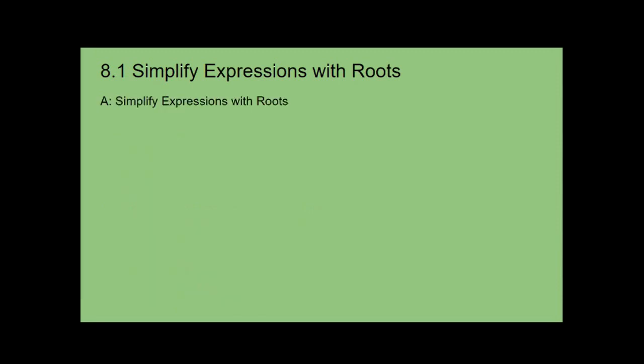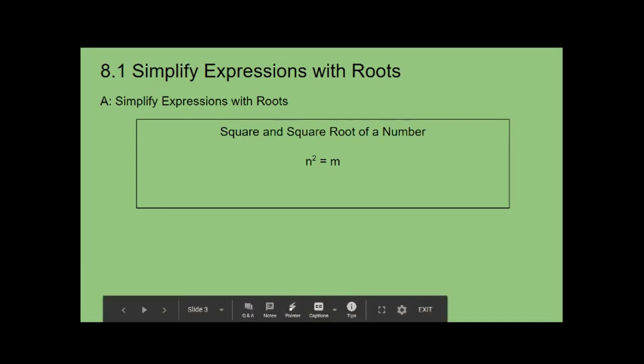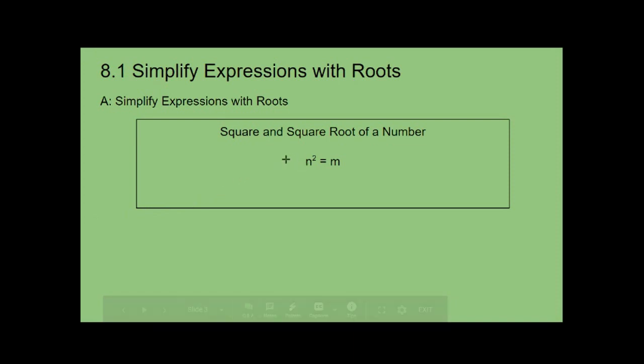So let's go ahead and get started with simplifying expressions with roots. First, we need to come up with some definitions. We have the square and square root of a number, and we are going to define these. We have an equation, n squared is equal to m. If n squared is equal to m, then m is the square of n. Okay, so m is the square of n.